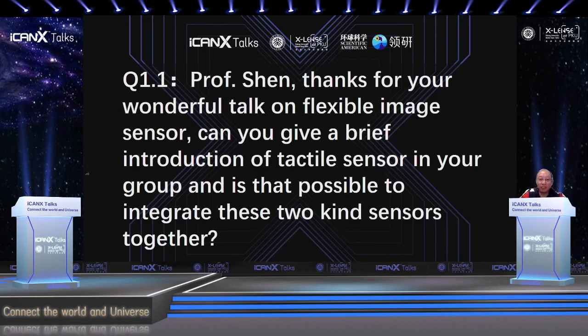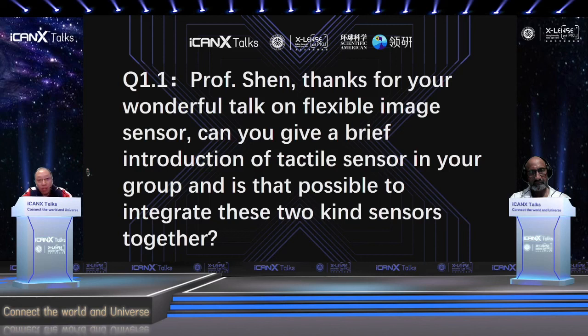Yeah, that's another story about my group. Besides the image sensors, we can also make some tactile sensors. As you know, recently there are many researchers who work on tactile sensors to make electronic skins. In my group, we mainly try to use some biomaterials or biocompatible materials to get electronic skins, for example biocompatible electronic skins for medical applications.